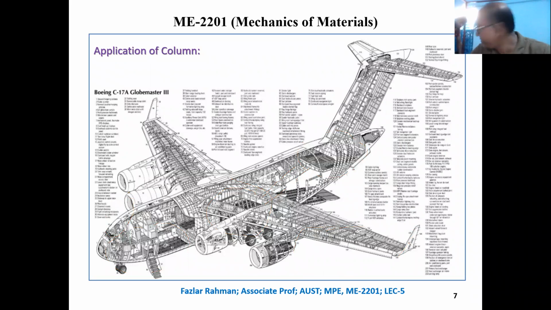Right over here, I'm just showing you an aircraft structure. You will see a lot of structure here. You cannot see it from outside because there is a skin, the outer panel. You see there is some round shape structure right over here, and right over here, passing left side to right side, this kind of floor beam.